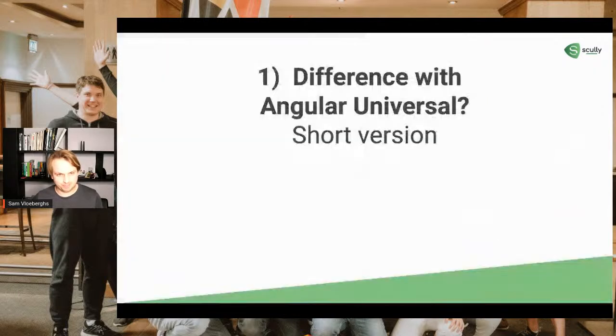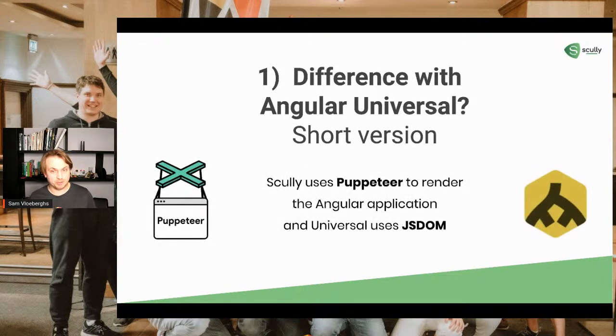So that's nice. You also might have heard about Universal, and in essence, it can do the same. But what's the difference between Scully and Universal? The short version is that Scully uses Puppeteer to render and serialize our pages to static HTML, and Universal uses the JavaScript DOM, which is a Node.js implementation of our browser's document object model.